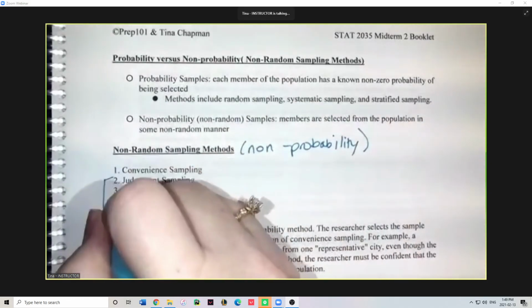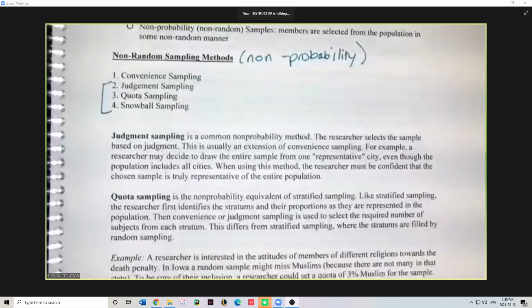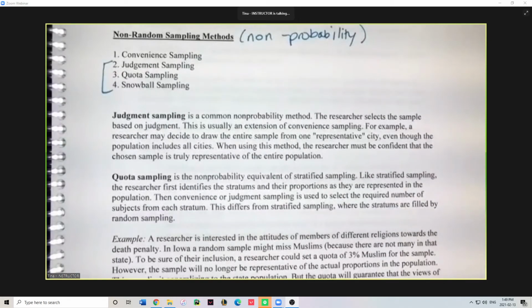So there's a few more: judgment, quota, and snowball. So judgment is a non-probability or non-random sampling method. The researcher selects the sample based on their own judgment. So I know one time in a different stats exam, they said the person who's performing the experiment decided to pick people based on who they think looked intelligent in the group. So that was just based on their own personal judgment, okay?